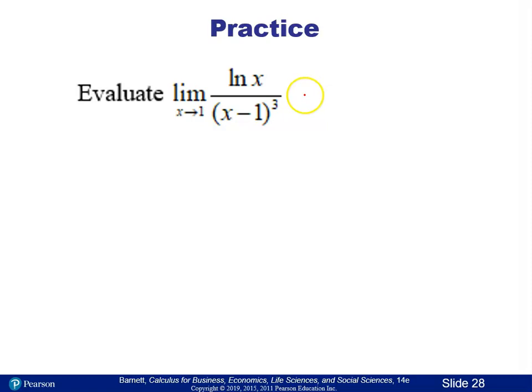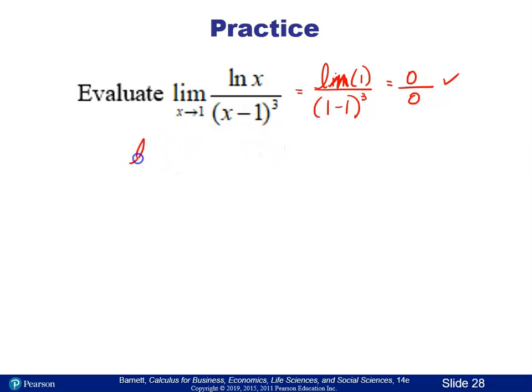Okay, if we look at this one, first of all, we're going to evaluate it here. So we'll have 1 over 1 minus 1 to the 3rd. The natural log of 1 is 0, and then that's going to be 0. So that does tell us that we can use L'Hopital's rule.